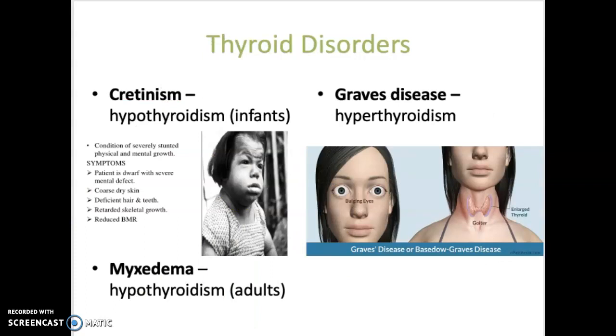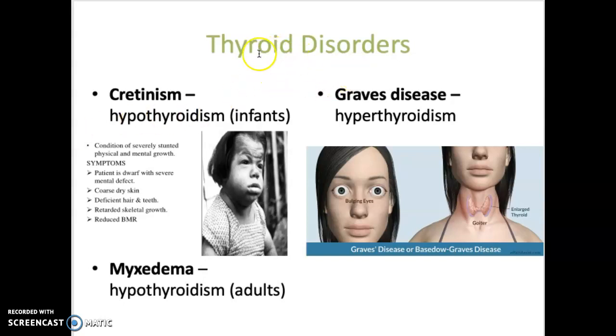Next one on your outline is hypersecretion of antidiuretic hormone. This causes excess water accumulation in the body, as well as hyponatremia, which is low sodium levels in the blood.